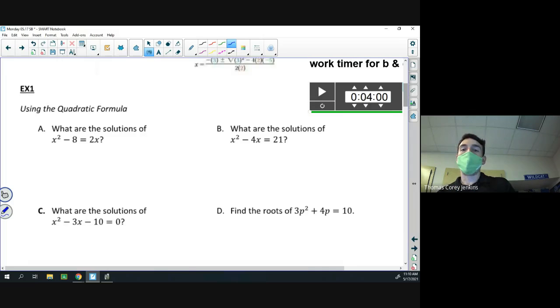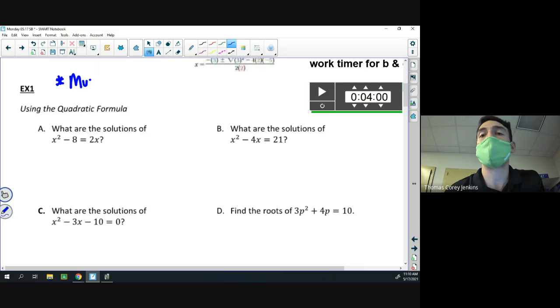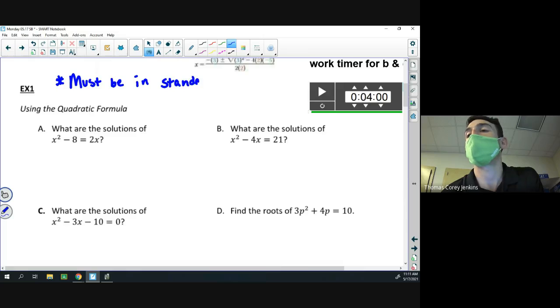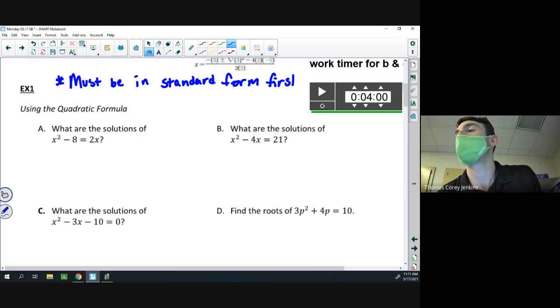All right, so let's do 1a together, and just follow along for now, okay? You need to be able to identify A, B, and C, okay? And I would write this down. We must be in standard form first. If you don't remember what I mean by standard form, that means basically your equation is set equal to 0, and then on the other side we have the x squared term, and then the x term, and then the constant term. Okay, that's what standard form is.